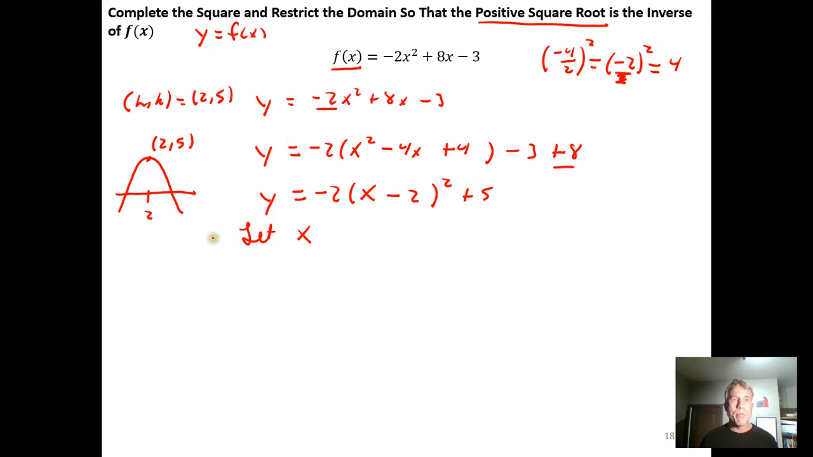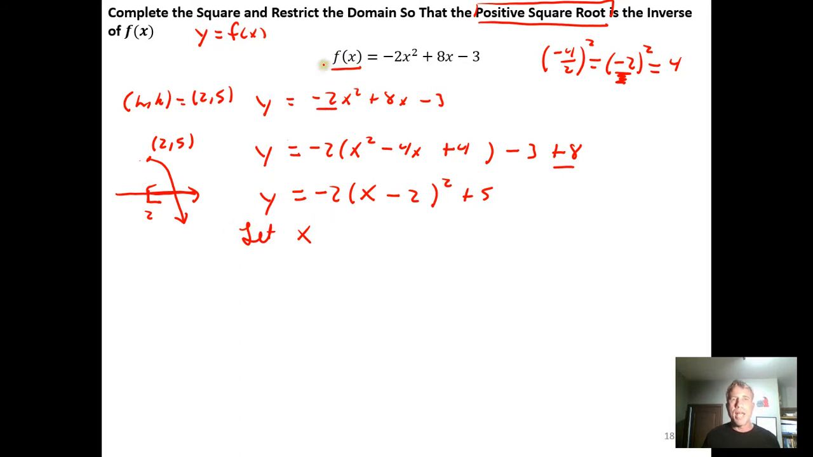We'll restrict the domain starting from 2, and we'll say, hey, only look at the stuff going this way. In other words, throw away the left side of the quadratic function, and that will allow us to use the positive square root. If we needed to use the negative square root, we would throw away the right hand side and keep that left hand side. So we're going to restrict the domain now.